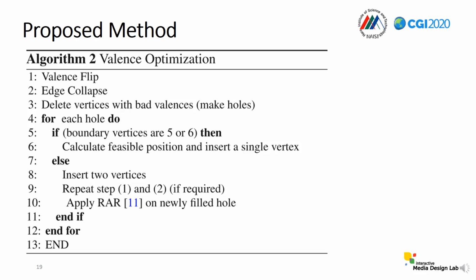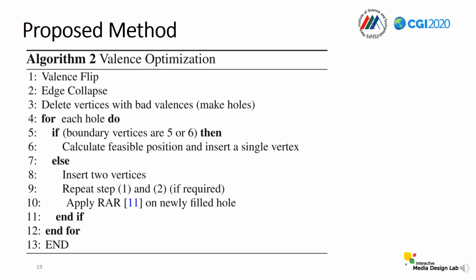We start with valence flip and edge collapse. These are presented in the next slides. We also have deleting vertices to make holes. There are two types of holes. Either the number of boundary vertices is 5 or 6, in which case we insert only a single vertex, or it is greater than 6, then we insert two vertices, but in this case we also apply RAR. So this is about the valence optimization.